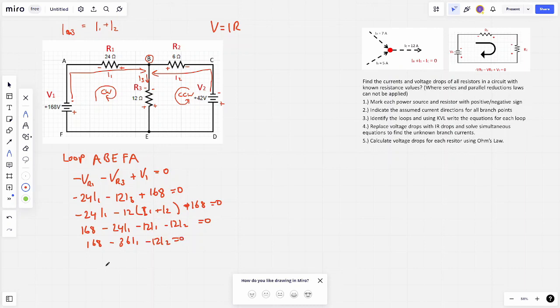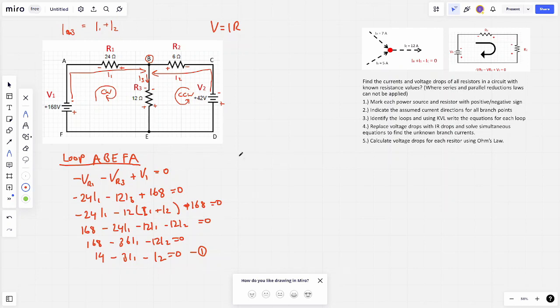So if we then find a common factor of 12, we can divide through by 12, and we can say that 14 minus 3 I1 minus I2 is equal to 0. And that's going to be our first equation. And that's that loop here.